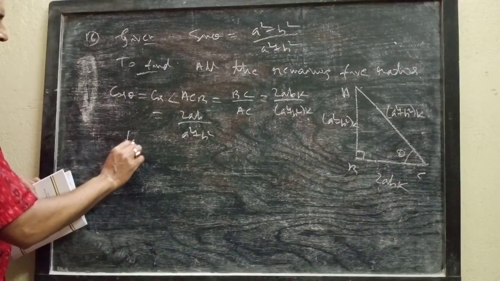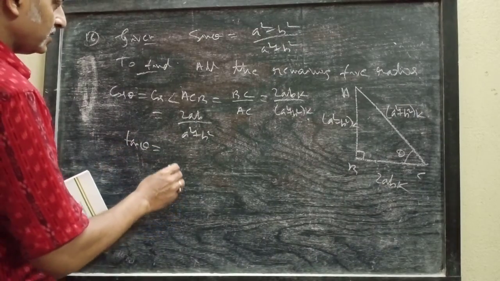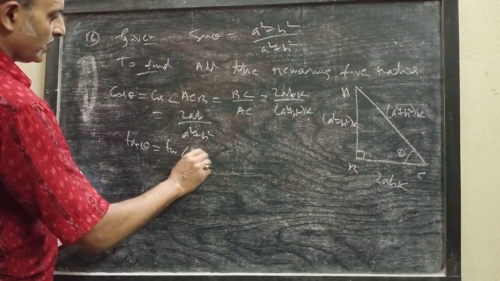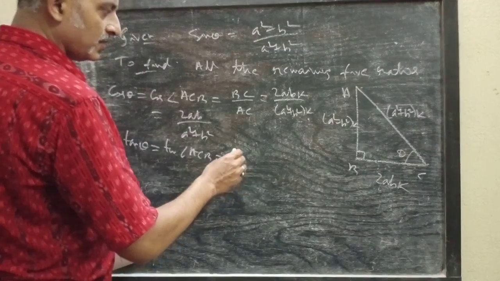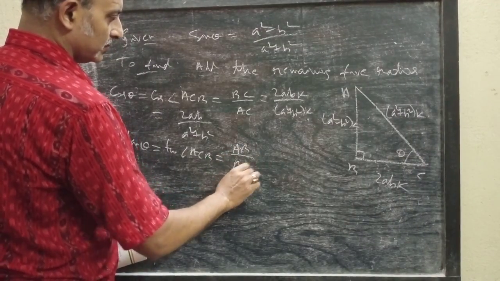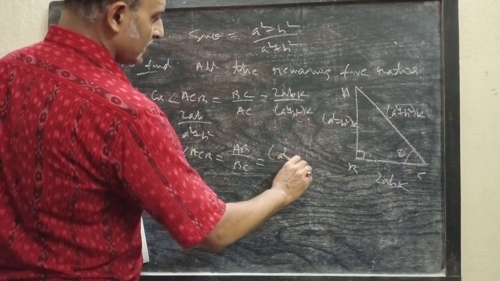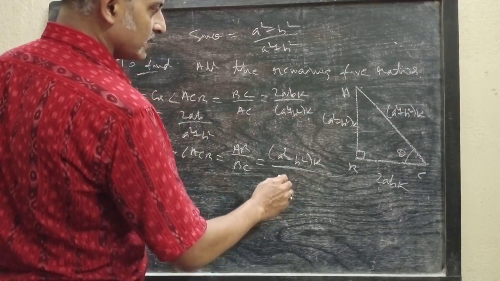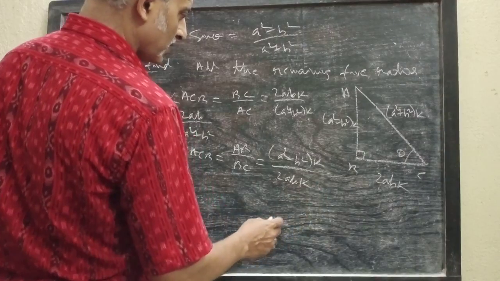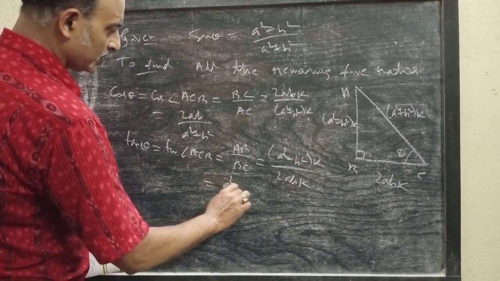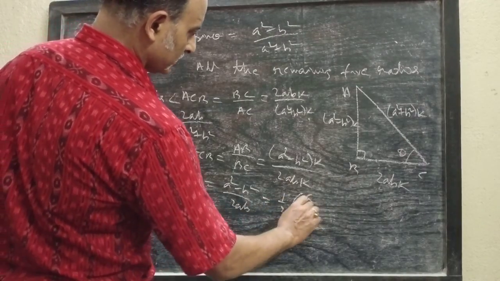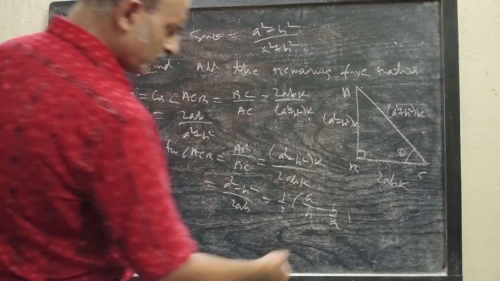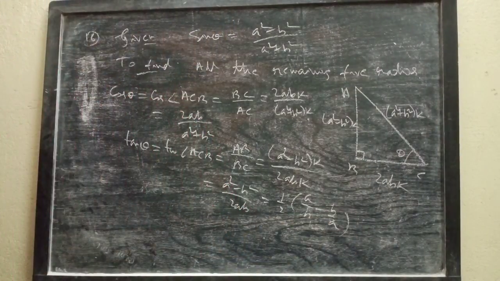Next tan theta. Tan theta is tan of angle ACB, that is perpendicular by base, so AB by BC. AB is (a square minus b square) into k. BC is 2abk. So this becomes (a square minus b square) by 2ab. No need to write anything more, you can end here also. So we get sin theta, cos theta, tan theta.